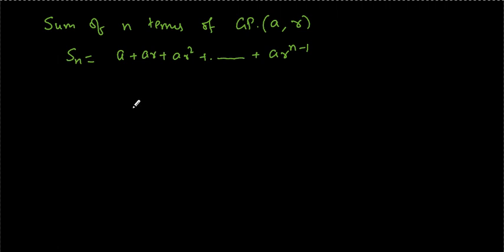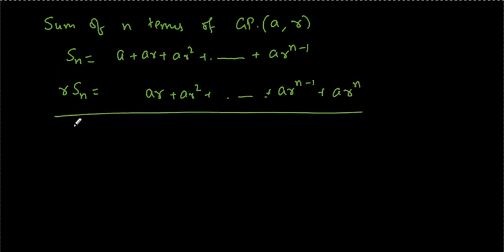There is a technique to find the sum of n terms of a GP. It goes like this. Multiply both sides by the common ratio R. We would get A becomes AR, becomes AR square, and so on. We get AR power n minus 1, plus this term would become AR power n.